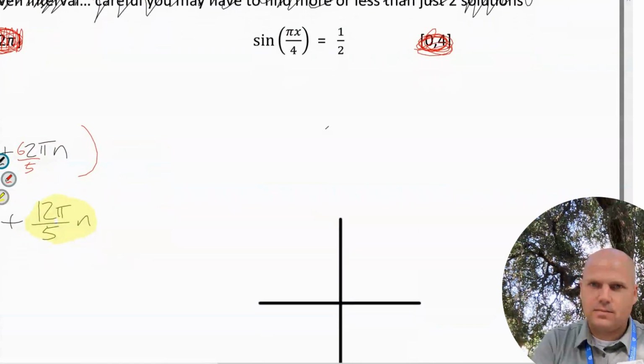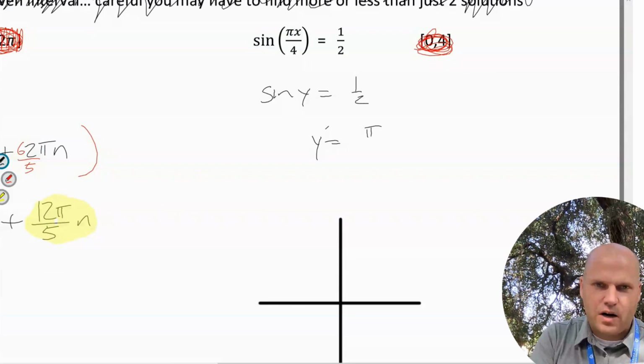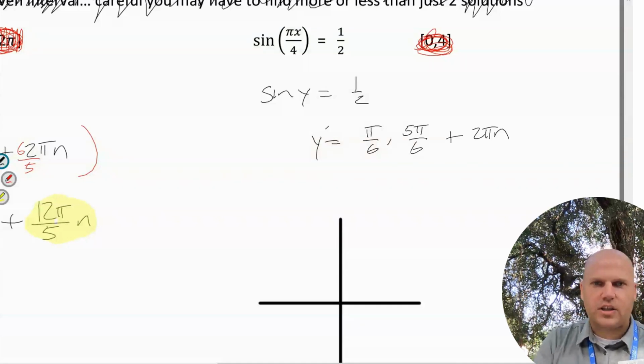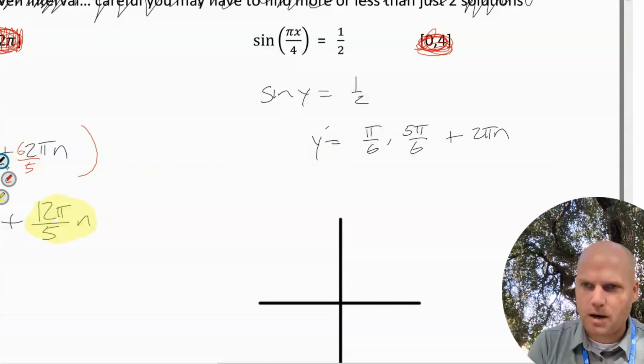Next, same deal. What are my angles where sine equals a half? Sine equals a half at pi over 6 and 5 pi over 6. I'm not going to show the work here. And all coterminal angles to that. But what are my solutions for x?